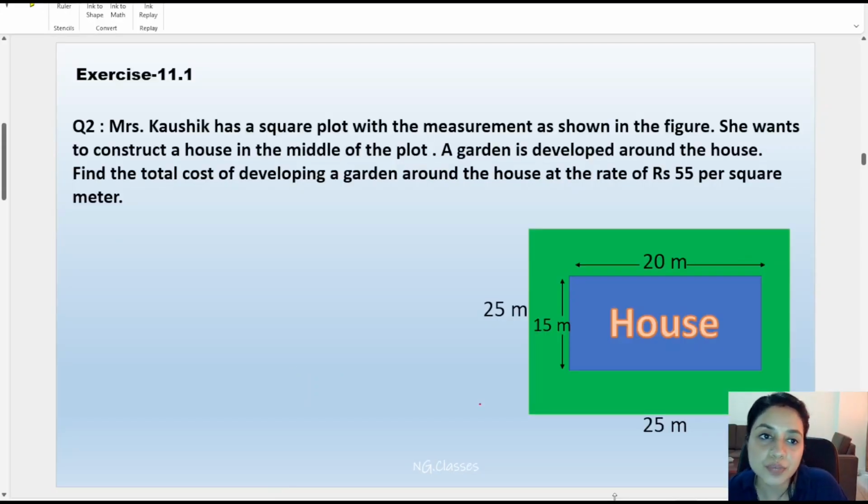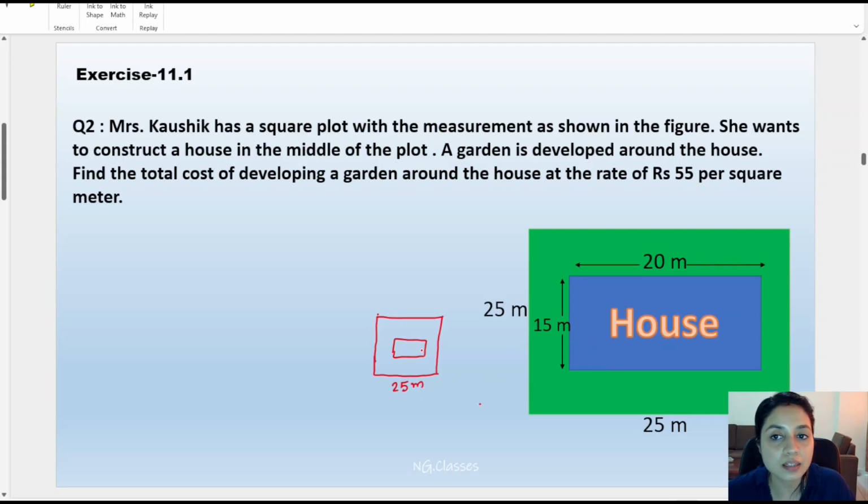Now let's solve a few questions from the exercise. So here our question says, Mrs. Kosik has a square plot with the measurement as given in the figure. So we are having a square plot with the measurement already given, that is, side of the square is 25 meter. She wants to construct a house in the middle of the plot. So in the middle of the plot, she wants to construct a house. Now here we can see the house she has constructed in rectangular shape.